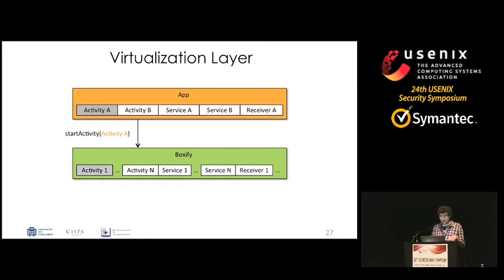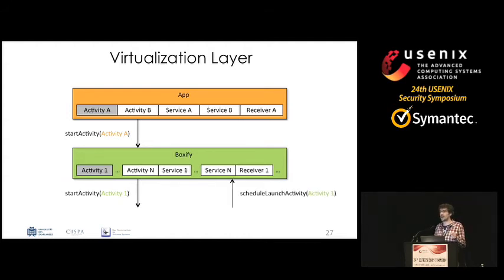And Boxify also declares a bunch of activities, a large but fixed number of activities, services, receivers. And these are just empty shells. They're just names that we can hand out to the system. And when such a start activity call comes in, Boxify will replace that activity identifier with one of its own identifiers. Then that call is forwarded to the system.